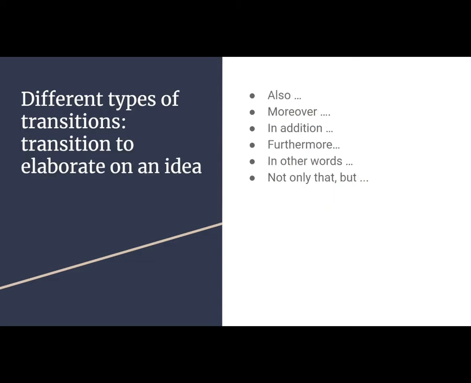Now, let's go into more detail a little bit. If we want to elaborate on an idea a bit more, we need to go into more detail, more explanation. So when we're talking about something and we want to talk a lot more about it, we have some nice phrases here: also, moreover, in addition, furthermore, in other words, not only that, but. Those are nice words for transition to elaborate on an idea.